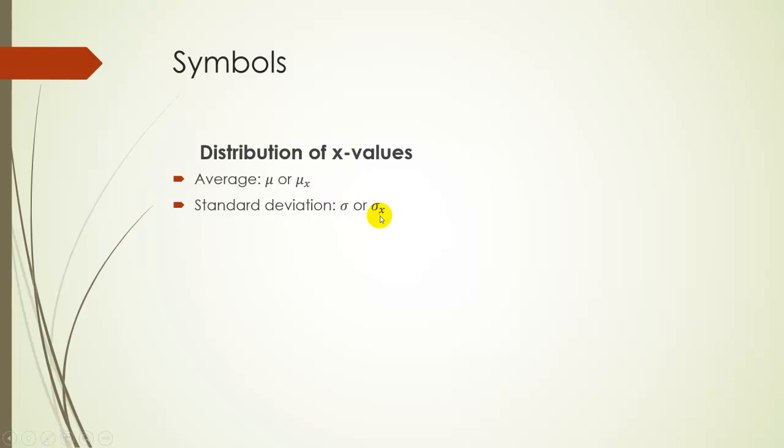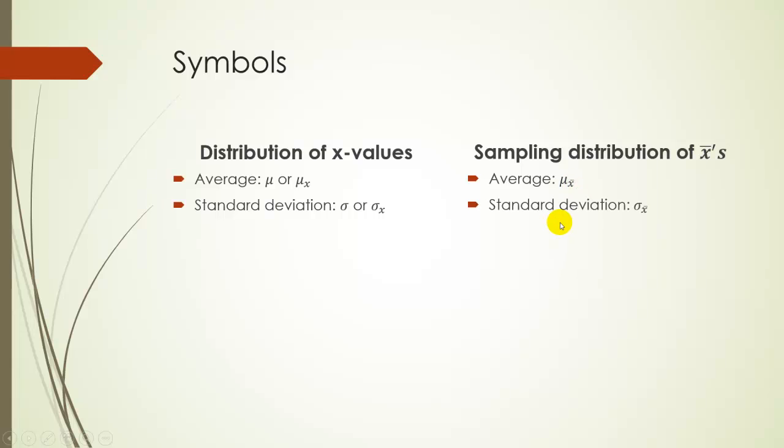So similarly, to indicate that we're talking about the average of the sampling distribution of x bars, or the standard deviation of the sampling distribution of x bars, we'll use that subscript notation, and instead of x, we're going to use x bar instead. So the average of our sampling distribution will be mu subscript x bar, since it's the average of the sampling distribution of x bars, and the standard deviation will be sigma x bar.